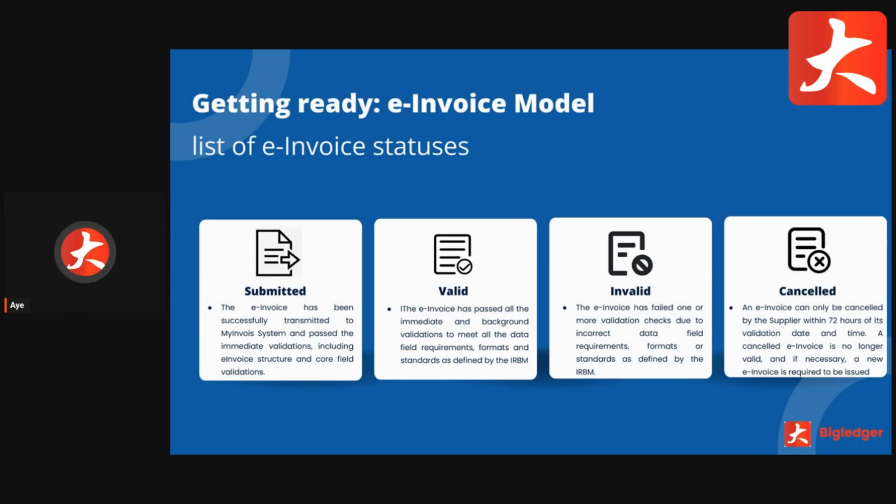Then the fourth one is cancelled. An e-invoice can only be cancelled by the supplier within 72 hours of its validation date and time. A cancelled e-invoice is no longer valid, and if necessary, a new e-invoice is required to be issued. So the supplier only has 72 hours to cancel the e-invoice, and the e-invoice must be validated first. If it's not validated, you cannot cancel, you cannot do anything. It must be validated. After validation, you only have 72 hours to cancel the e-invoice.